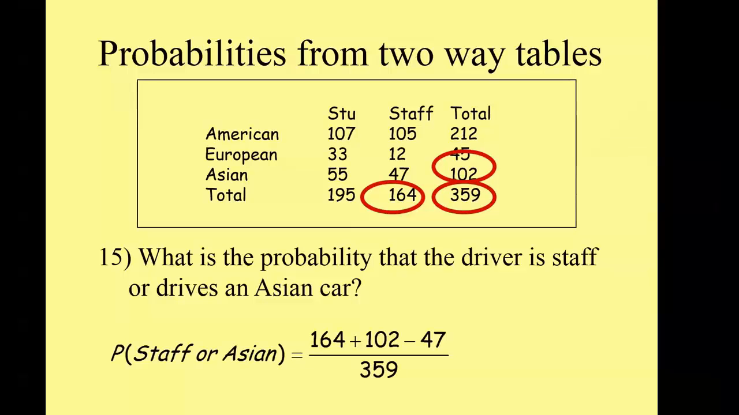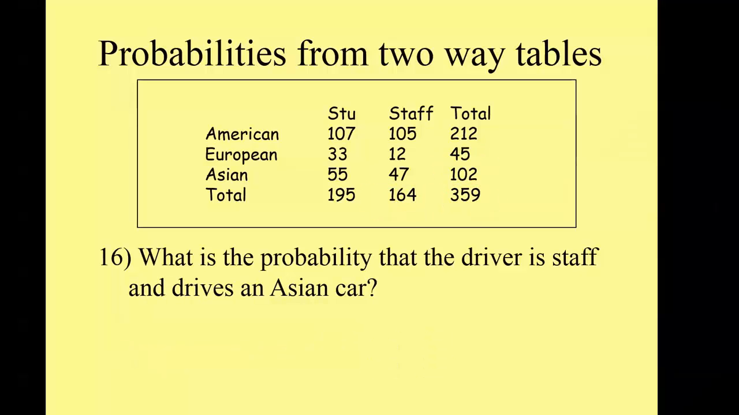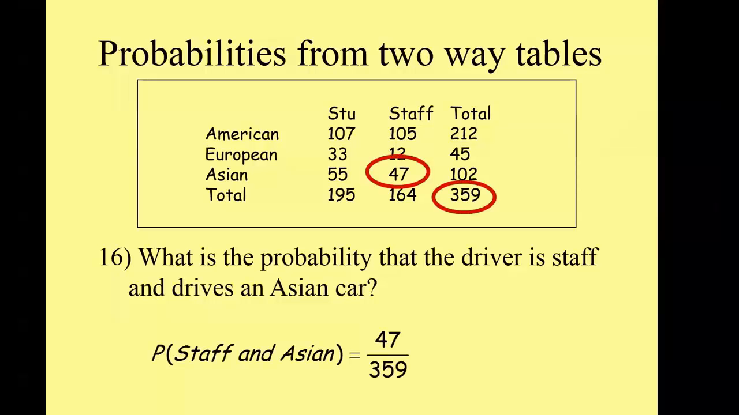So I want to start with the probability that someone's staff, which is 164, and the probability that someone's Asian, which is 102, and then I want to subtract off the overlap, which is the 47. All right, what's the probability that the driver is staff and drives an Asian car? Okay, so now we're looking at both staff and Asian, and that's just the 47.